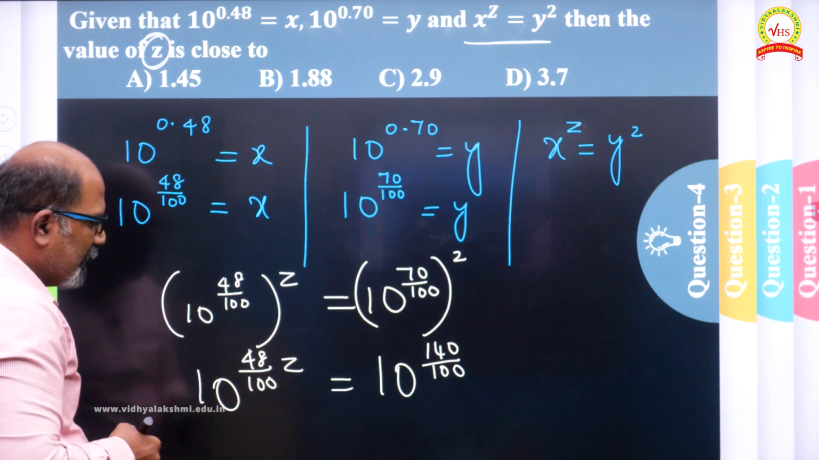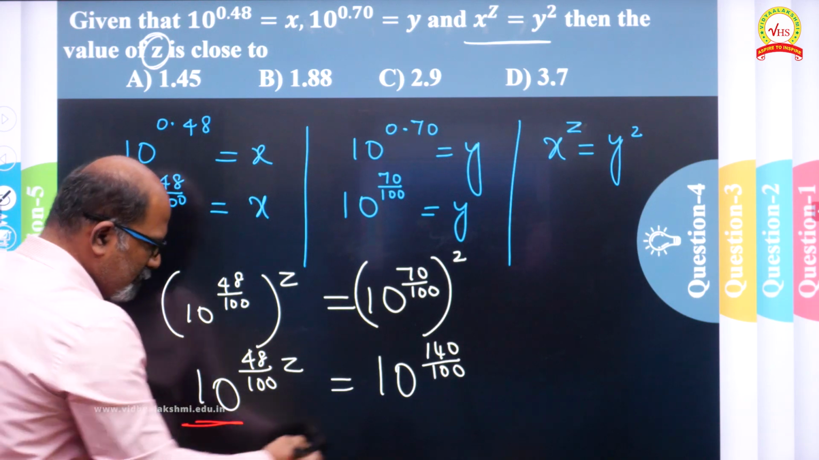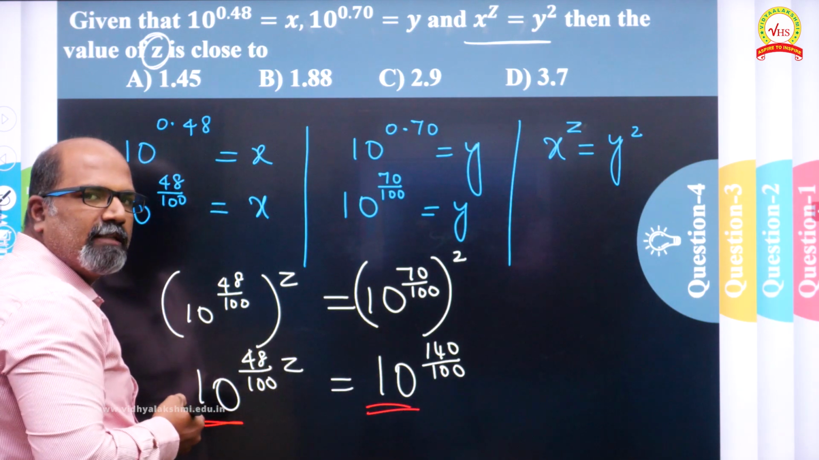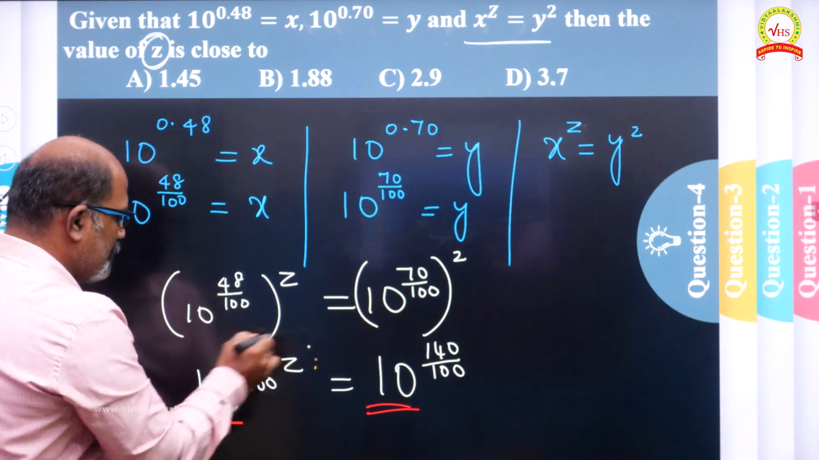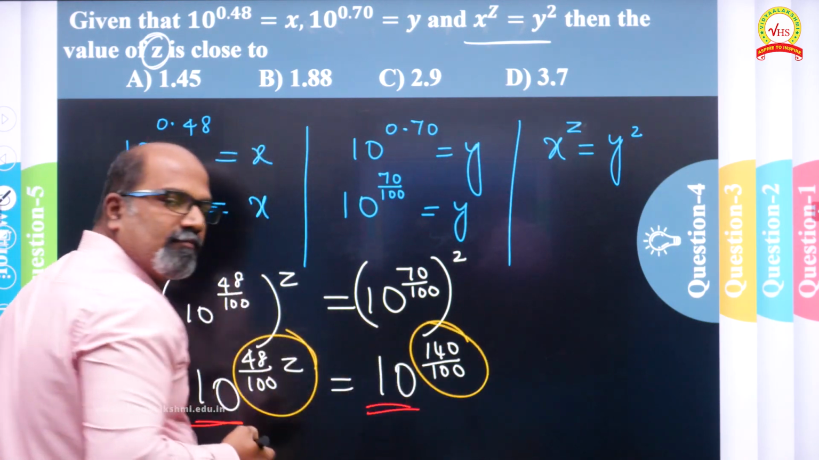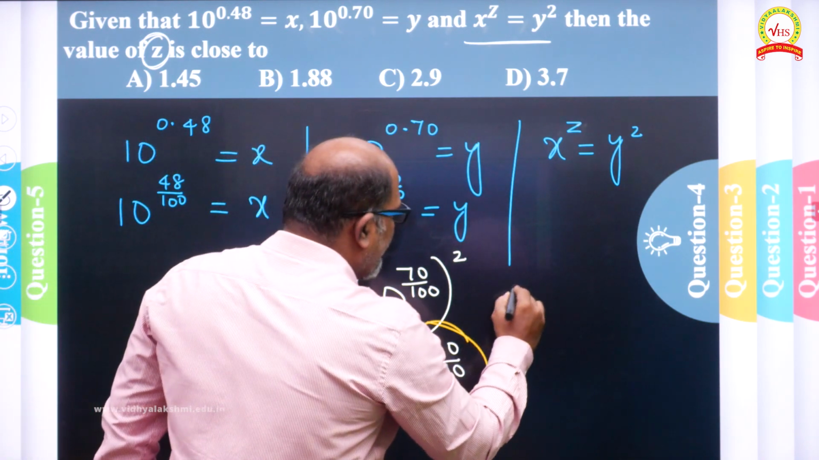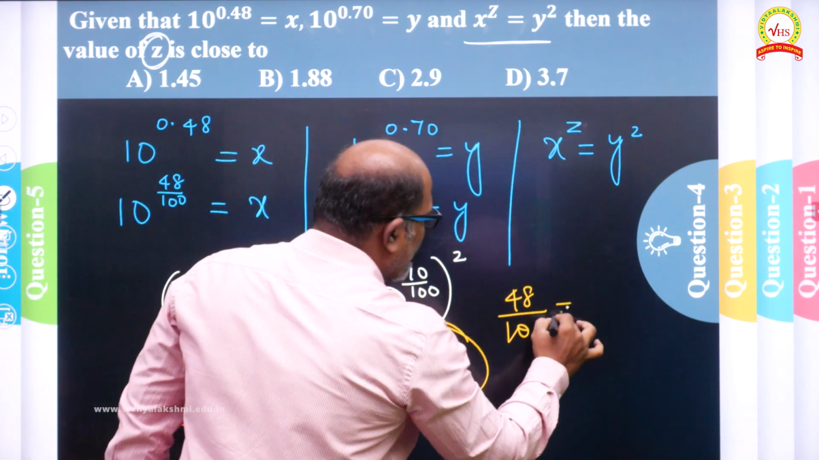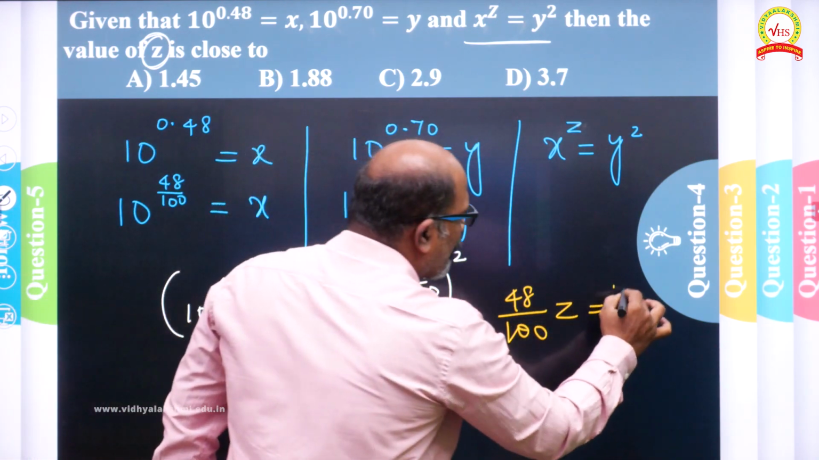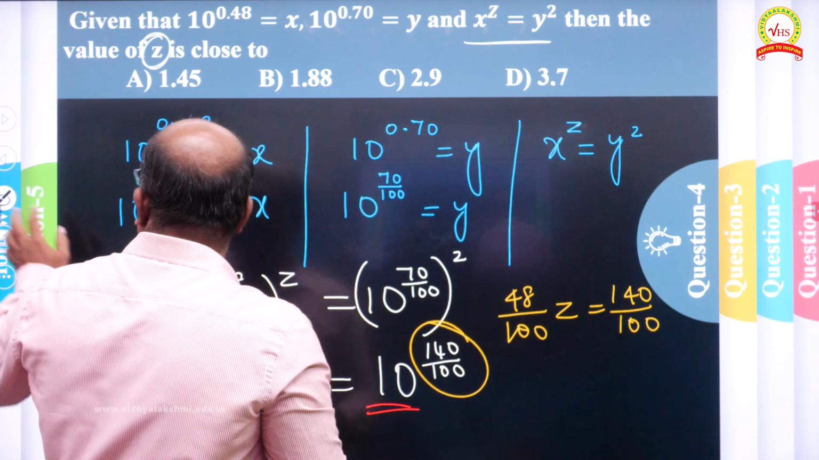Yes. Okay, then next you can see that we have the same base. Powers can be equated. Okay, when you equate the powers, what will you get? 48 by 100 z is equal to 140 by 100. Okay, clear?